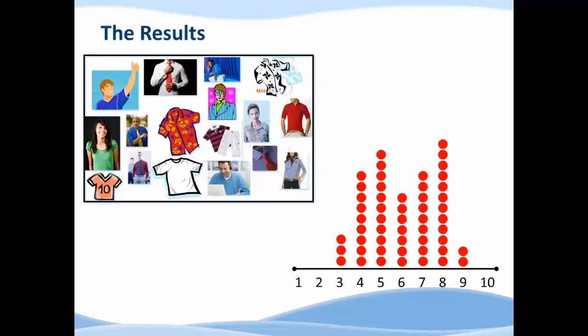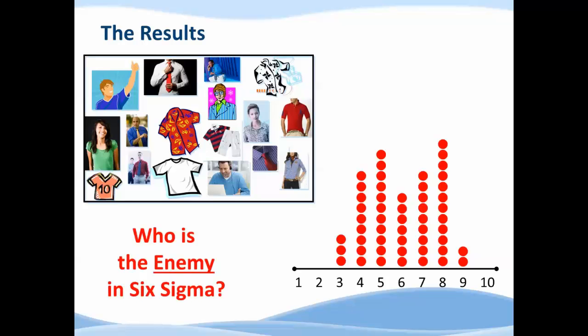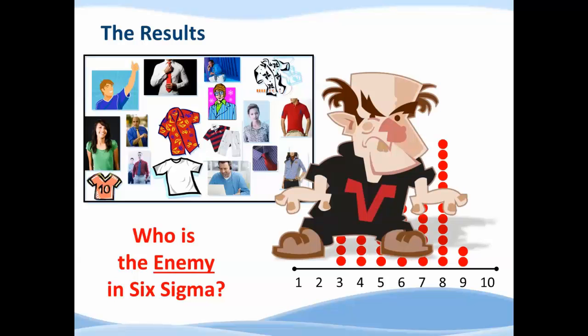I've done this same exercise in a classroom setting over 100 times, so I can tell you with experience that if you were sitting in a classroom right now with a lot of other people, and we were to do a dot plot of what everyone's counts were, it would look like this. Before we go any further, let me ask you a quick question. In Six Sigma, who is your enemy? If you said variation, you're right.